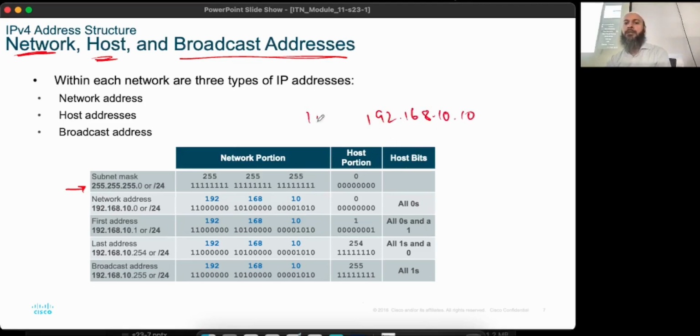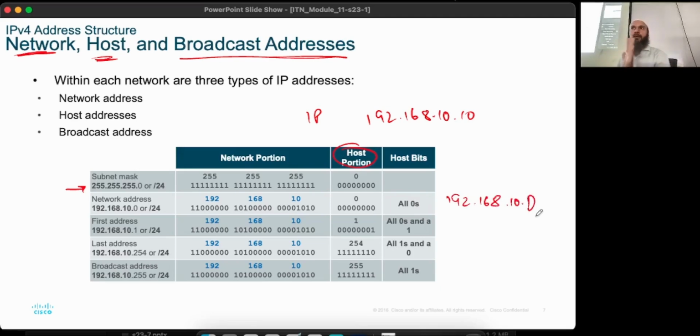192.168.10.10. So this is your IP address. How do you convert this into the network address, or let's say how do you find the network address using this and the subnet mask? You AND them together, okay, which essentially turns the host portion to 0. So 192.168.10.0. That's your network address.